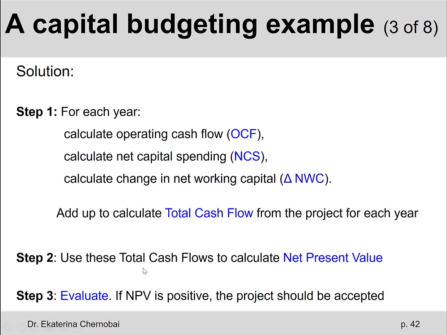So how do you find the total cash flows for the cash flow keys? For that, one year at a time, and that would be our step number 1, we calculate 3 things. First, calculate the operating cash flow, OCF. Second, calculate the net capital spending, NCS. And third, calculate the change in net working capital, or delta NWC. Once we have 3 for each year, we would then add them up to calculate the total cash flow from this project for each year.